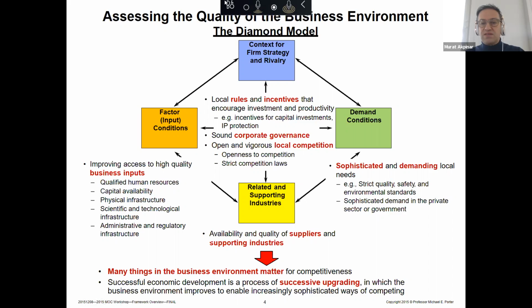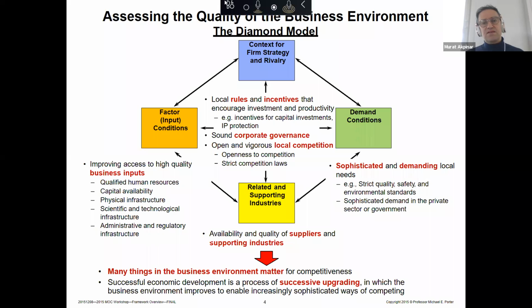Now, let us get started with the model. The aim is to understand the quality of the business environment, and that is important for companies when they make the decision about where to locate their businesses. If you are thinking about the question, should I locate my business in France or in Germany or in Finland, then one of the things I could do as a manager would be to use, for example, the diamond model to assess the quality of the business environment in these three countries. So let us go through the model.